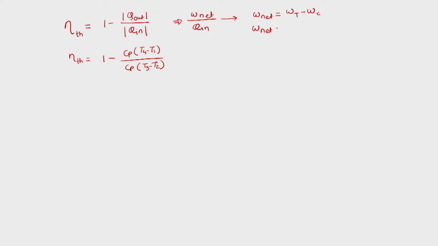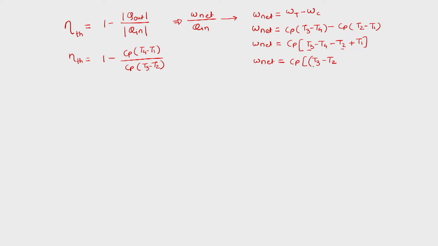Again, if we go back and see the Brayton cycle, then turbine work is Cp into (T3 minus T4) and compressor work is Cp into (T2 minus T1). So W net is equal to this, but we can rearrange these terms and take Cp common, then we have T3 minus T4 minus T2 plus T1. So W net is equal to Cp into, we will rearrange the terms, (T3 minus T2), taking this and this together, then we take the other terms together, which is minus (T4 minus T1).